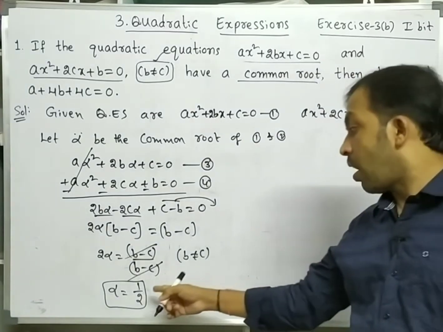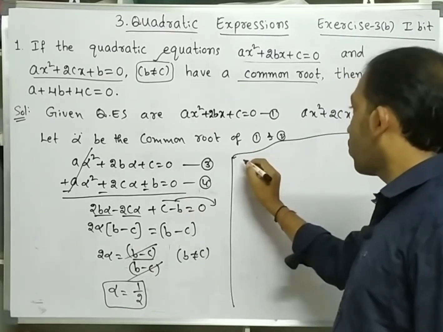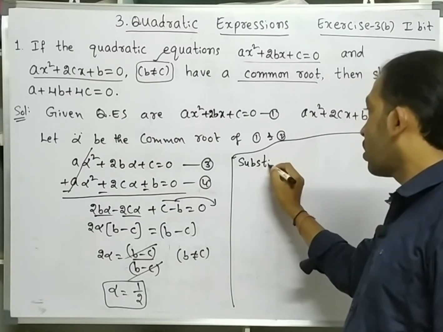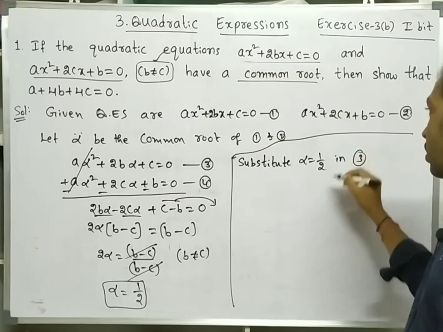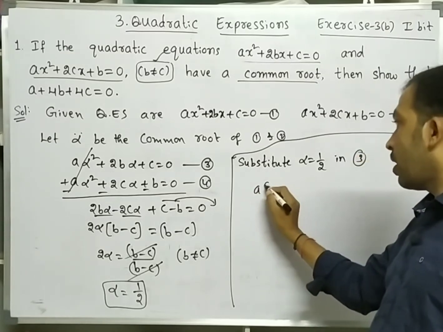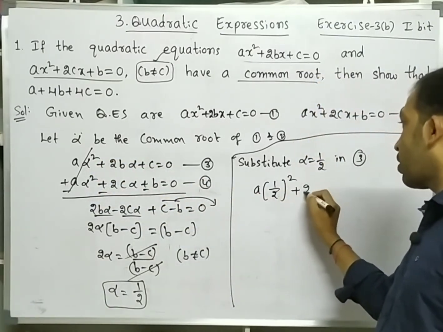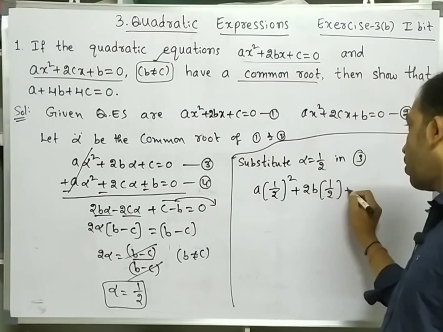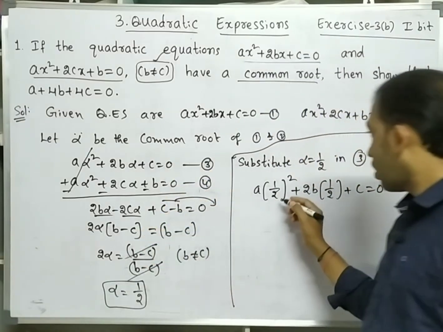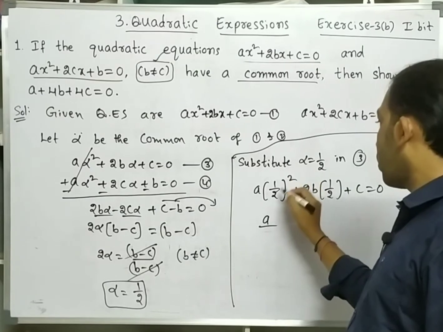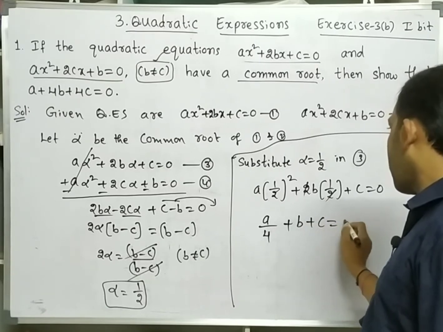Now substitute this value of alpha in either 3 or in 4. So substitute alpha is equal to 1 by 2 in equation number 3. Then we will get a into alpha square, that is 1 by 2 whole square, plus 2b into alpha, that is 1 by 2, plus c is equal to 0. Substitute it in either 3 or 4. Okay, now 1 square is 1, 2 square is 4, that is a by 4, the 2 gets cancelled, that is b, plus c is equal to 0.